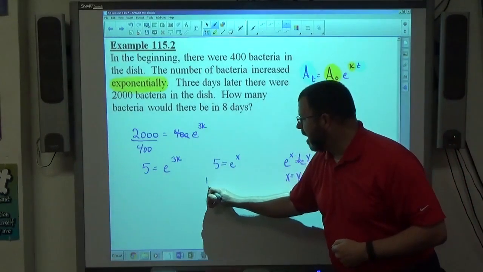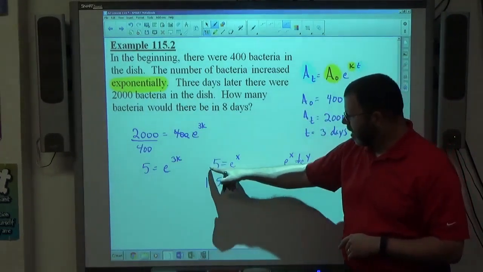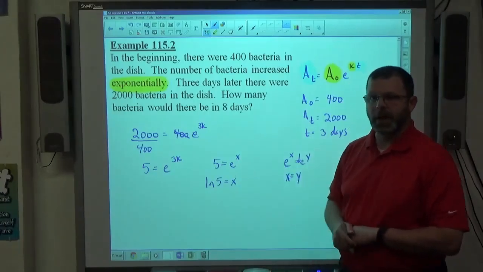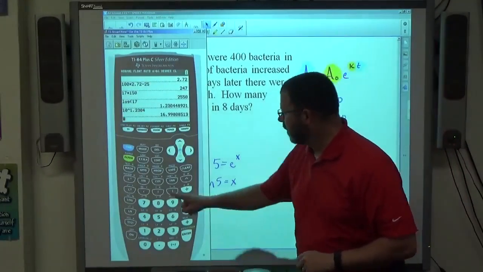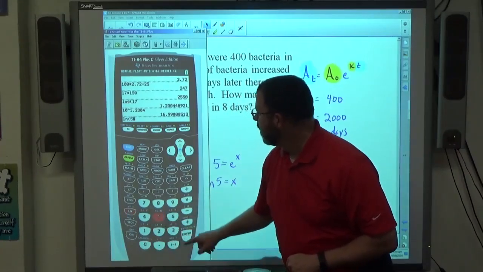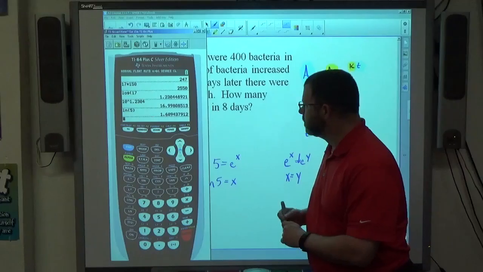So I need to do the natural log of 5 is going to equal x. Log base e of 5 equals x. My calculator knows the natural log of 5. Hit the ln button this time, and it says natural log of 5 equals 1.6094.